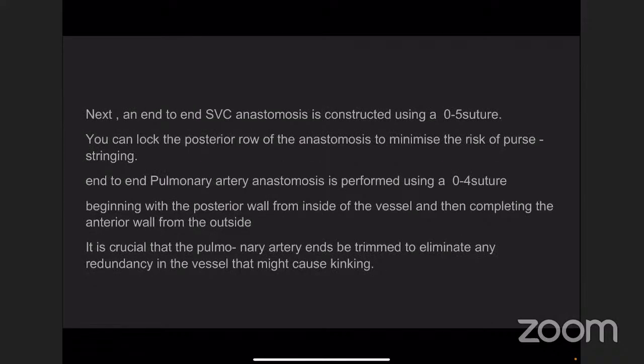Next, the end-to-end superior vena cava anastomosis is constructed using a 5-0 Prolene stitch. You can look at the posterior row of the anastomosis to minimize the risk of a purse-string effect. The end-to-end pulmonary artery anastomosis is performed using a 4-0 Prolene stitch, beginning with the posterior wall from inside of the vessels and then completing the anterior wall from outside. The pulmonary artery end is crucial: it should be trimmed to eliminate any redundancy in the vessel that might cause kinking.